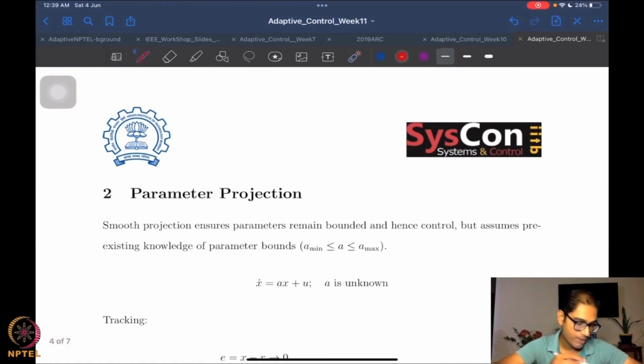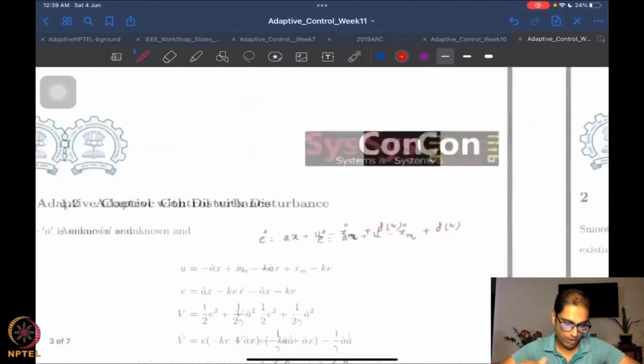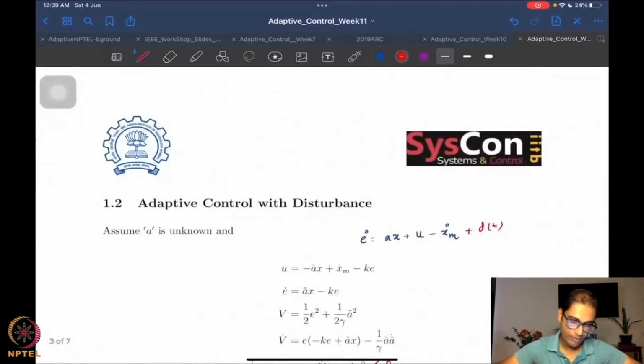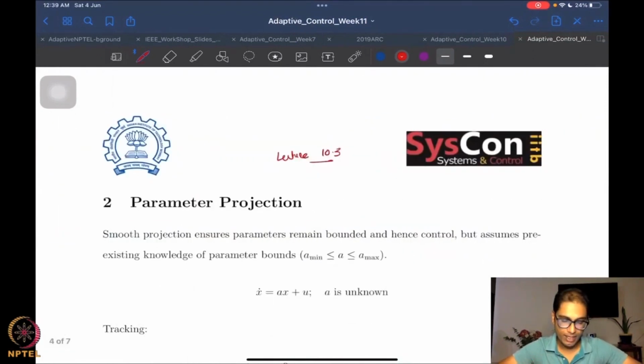So let me mark this as lecture 10.3. In fact, did I mark last time? I marked here, but I forgot to mark last time, so I am going to mark this as lecture 10.2, and today we are at lecture 10.3.